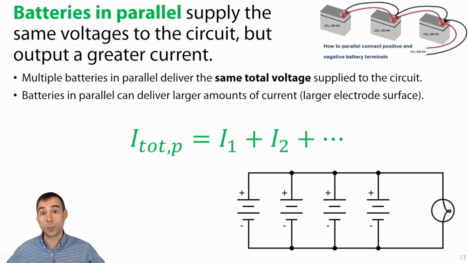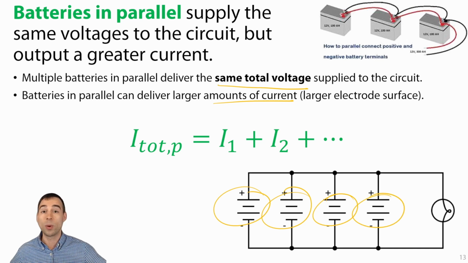It is also possible to connect batteries in parallel with each other. Essentially, when batteries are connected in parallel, they will supply the same voltage, that's the rules for parallel circuits, but their current will end up being additive for each parallel addition of another battery. So the same total voltage would be supplied to the circuit, but we would be able to deliver a larger amount of current. We could push more charge through in a shorter amount of time if we have many batteries in parallel with each other.